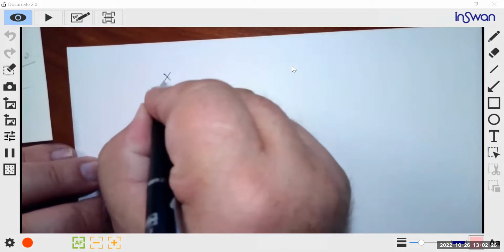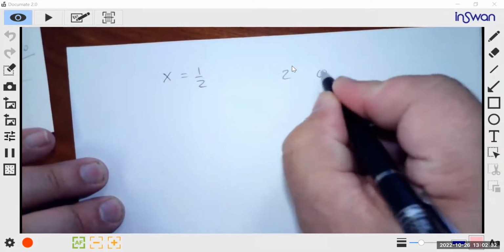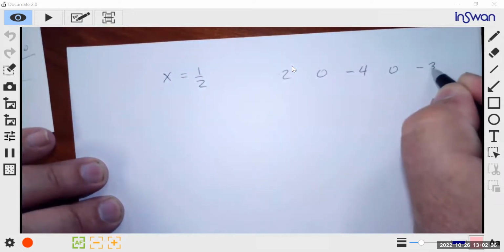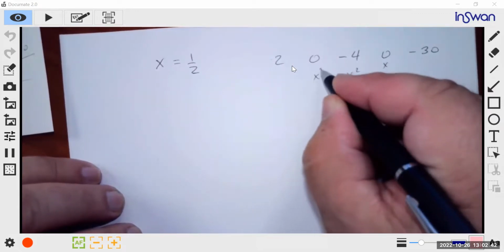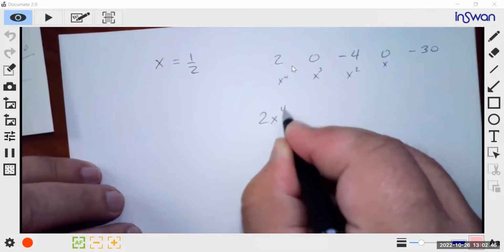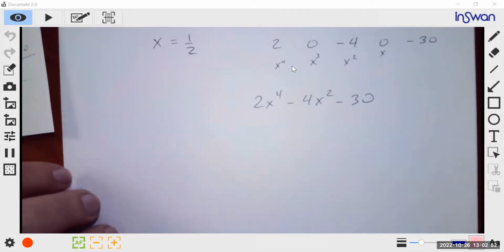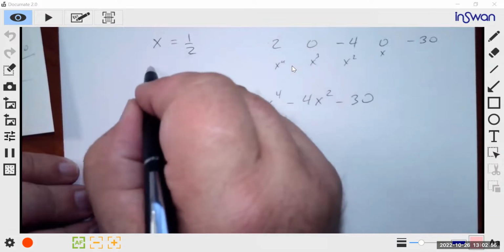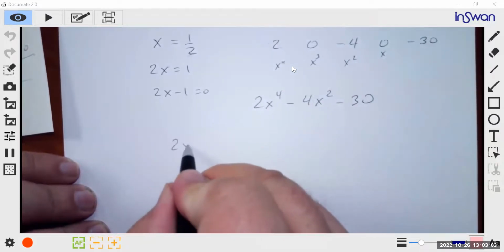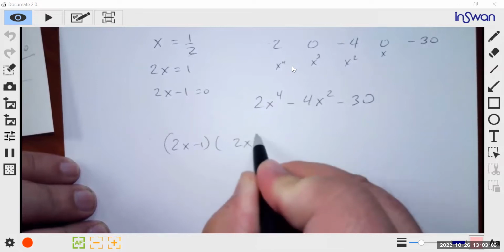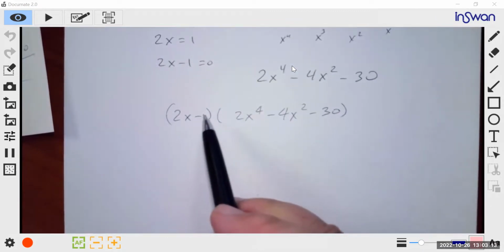Let's see what that looks like. So we have x equals 1/2. And then we have 2, 0, negative 4, 0, negative 30. This is a constant, x squared, x cubed, x. So this is 2x to the 4th minus 4x squared minus 30. That's what's left in the equation. And this one, 2x minus 1 equals 0, so we have our first solution here.